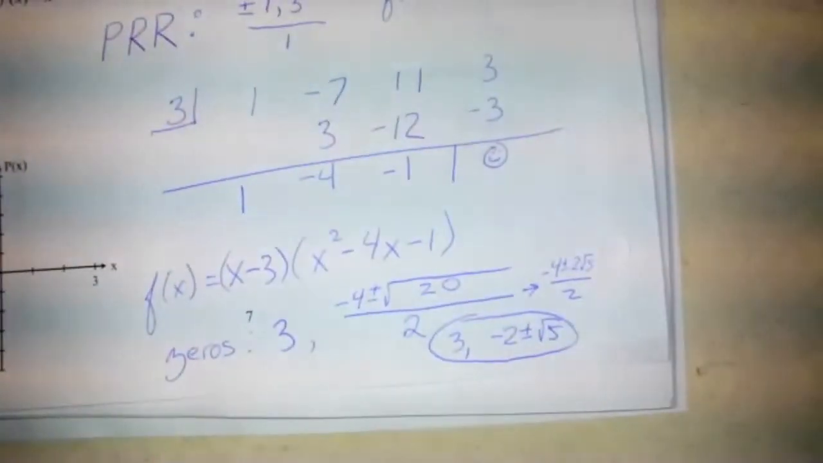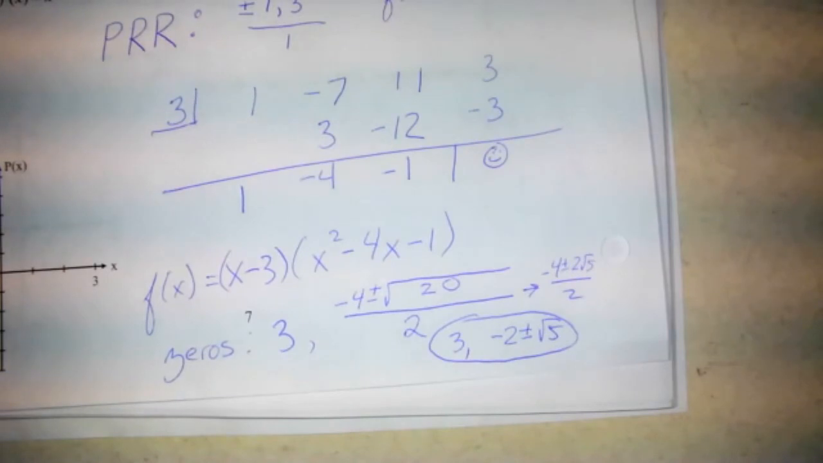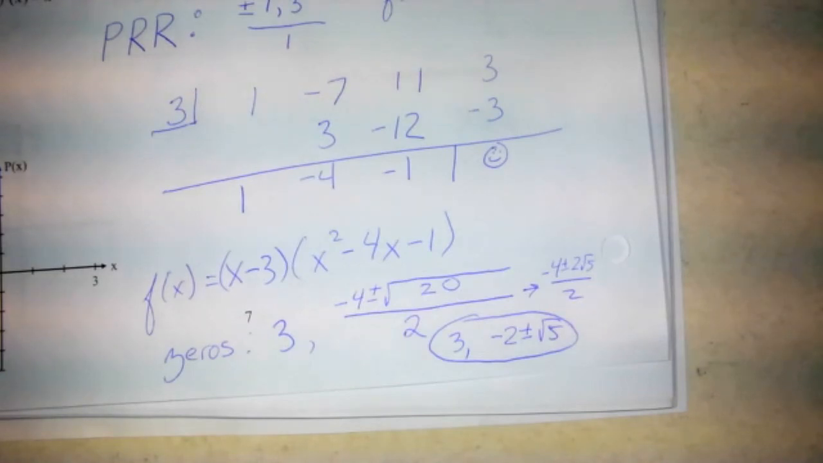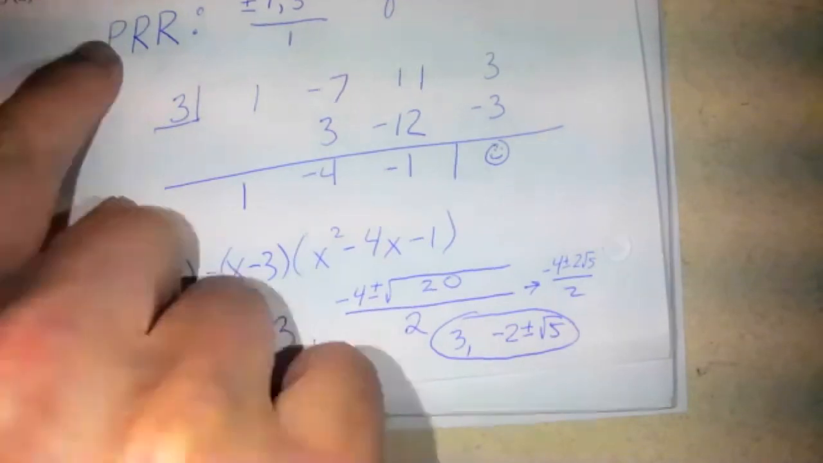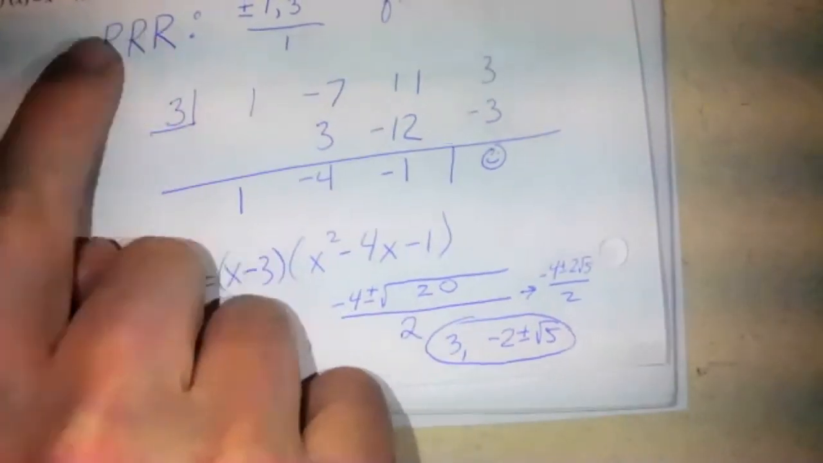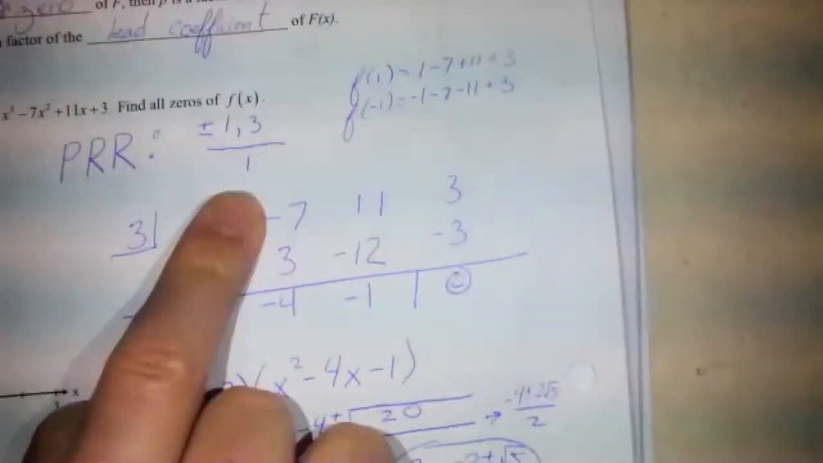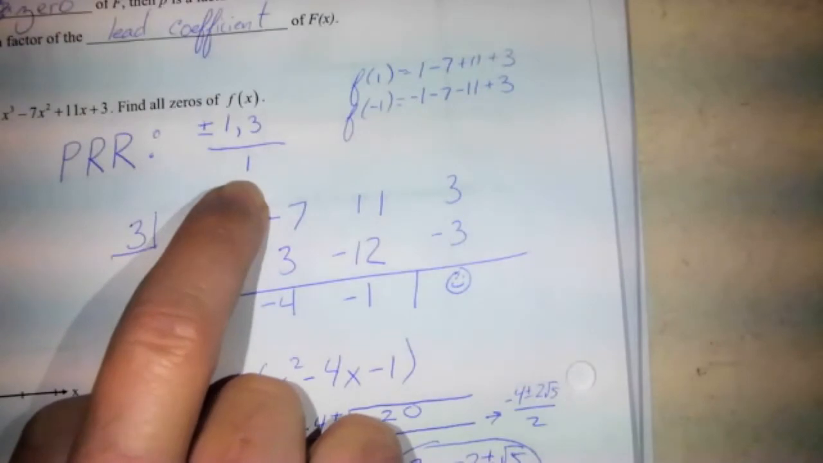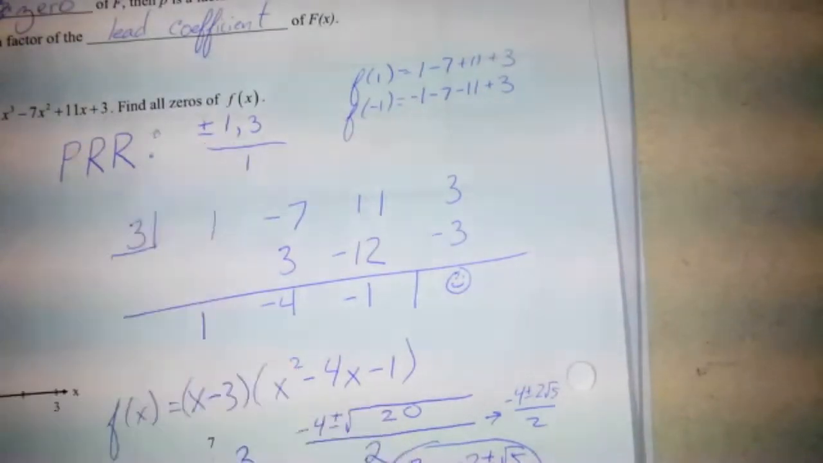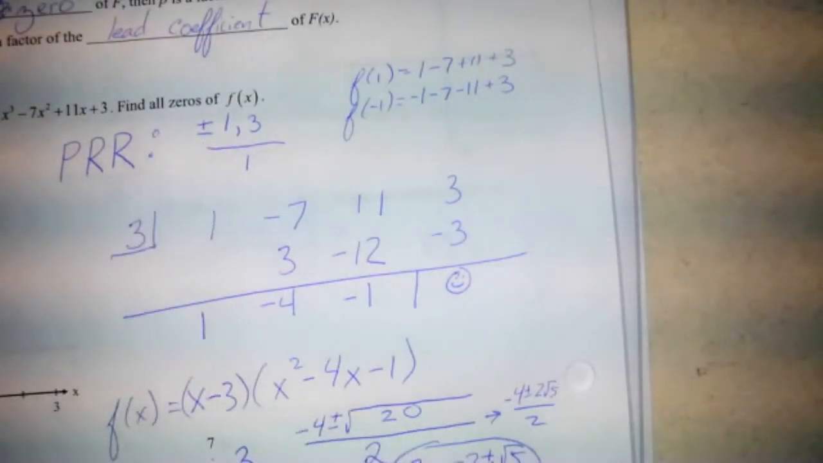Nikhil, you have a hand up. Okay, sorry for all the questions, but I don't understand. I get how you got the P over Q and all that stuff, but why did you plug in the potential p-values for x? Because these are my possible rational roots, and these aren't the p-values. These are the p over q, because it's just over 1. So these are my possible rational roots. I wanted to find which ones of them work.